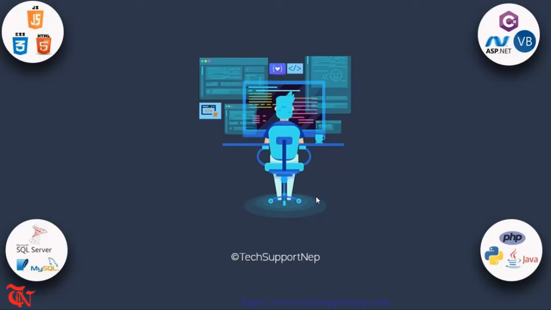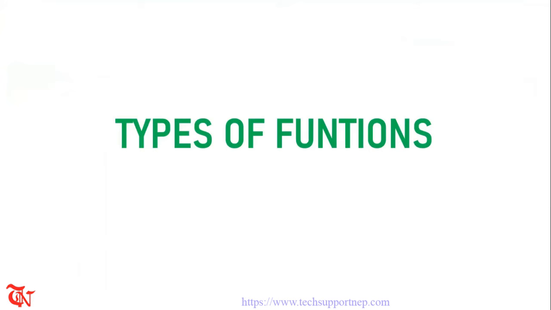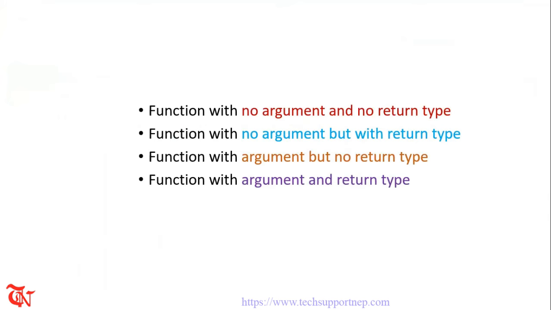In this video tutorial we are going to talk about the types of function in programming language. There are mainly four types of function in every programming language. They are: number one, function with no argument and no return type. Number two, function with no argument but with a return type. Number three, function with argument but no return type. And finally, number four, function with argument and return type.